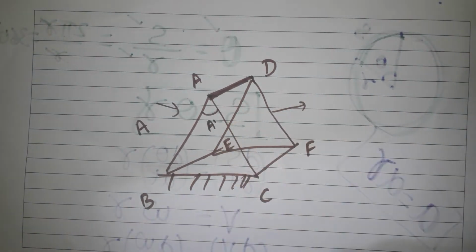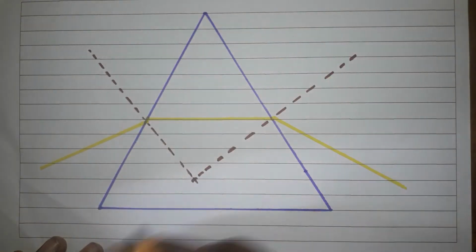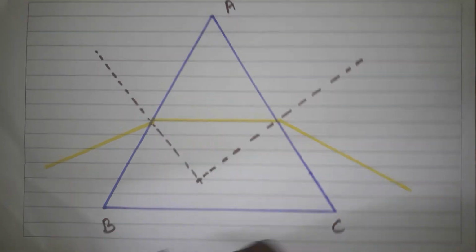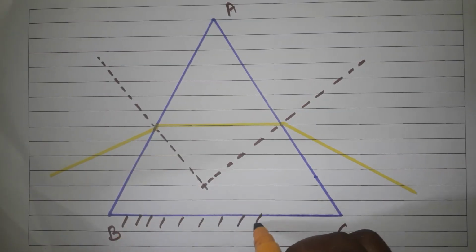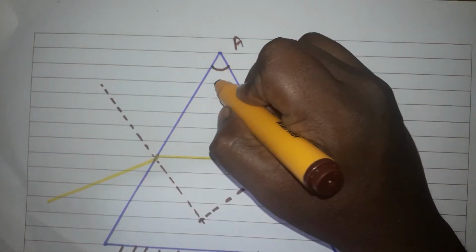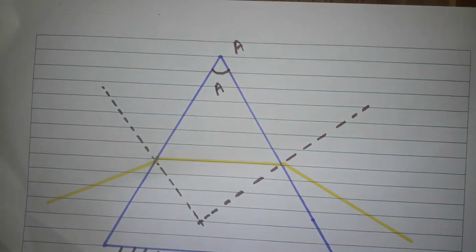Instead of drawing a 3-dimensional view prism, you can use a 2-dimension view prism. This is A, B, C. BC we can take as the base of the prism. And this angle, angle A, we can take as the angle of the prism.